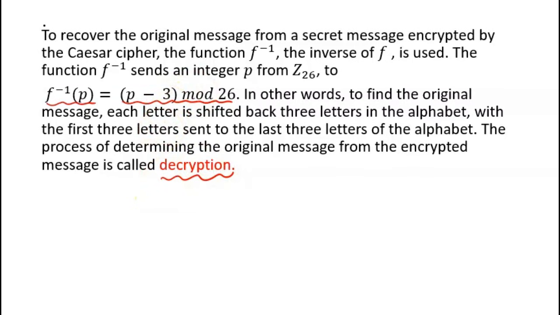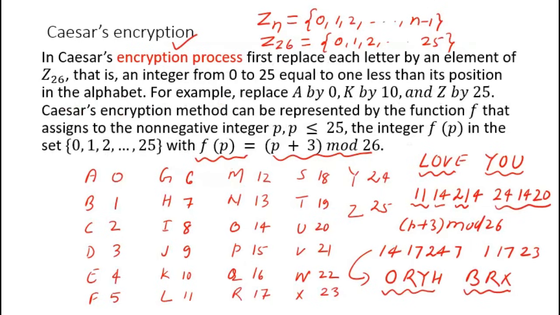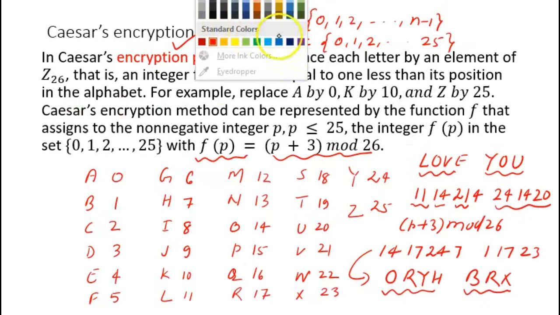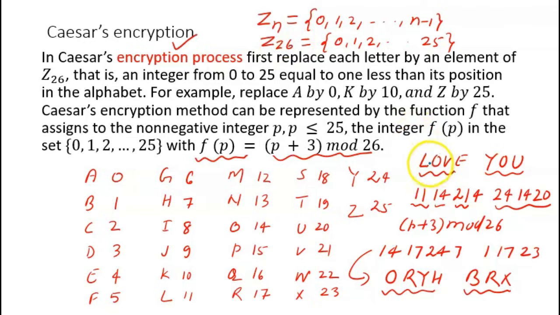So to understand it, let us go back to the example that I took here. Now let me change the color so that you don't get confused. This was the original message, "love you", and when I used the Caesar encryption, this message was changed into this. Now suppose someone receives this message, so how will that someone get the original message? He will also follow the process. He will first write 14 for O, then 17 for R, you can see that R stands for 17. For Y he will write this number, and then he will subtract 3 from each of the numbers.